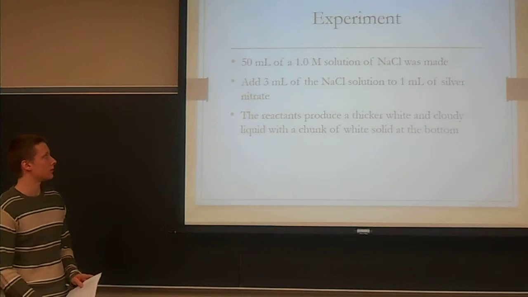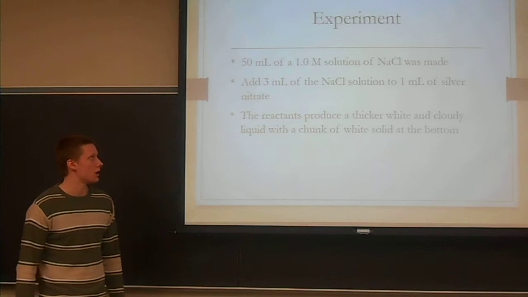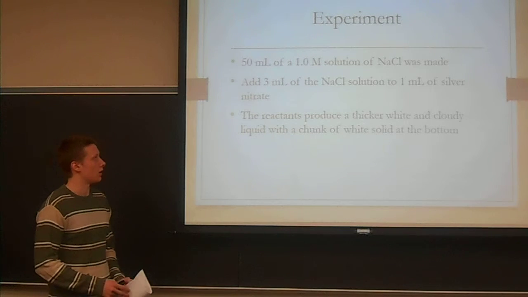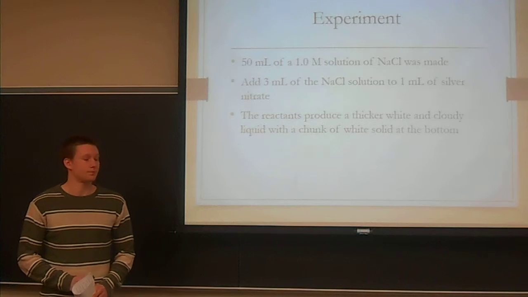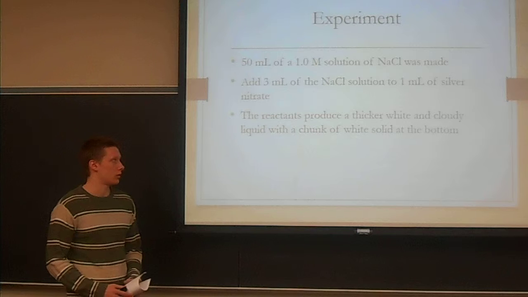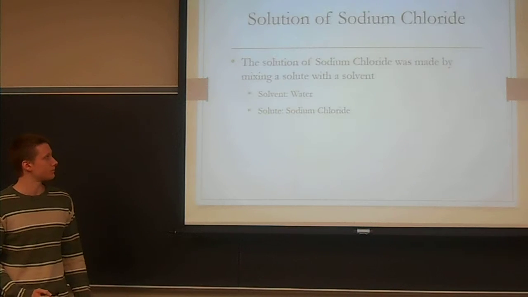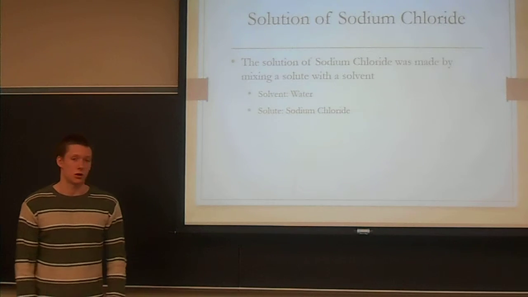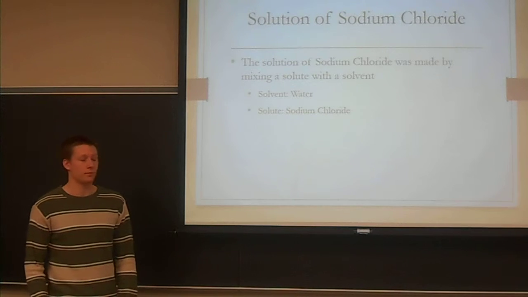So for the experiment, we used 50 milliliters of a 1 molar solution of NaCl, and we added 3 milliliters of the NaCl solution to 1 milliliter of silver nitrate. The reactants produced a thicker white and cloudy liquid with a chunk of white solid that appeared near the bottom. In the solution of sodium chloride, the solvent was water, and the solute was sodium chloride.